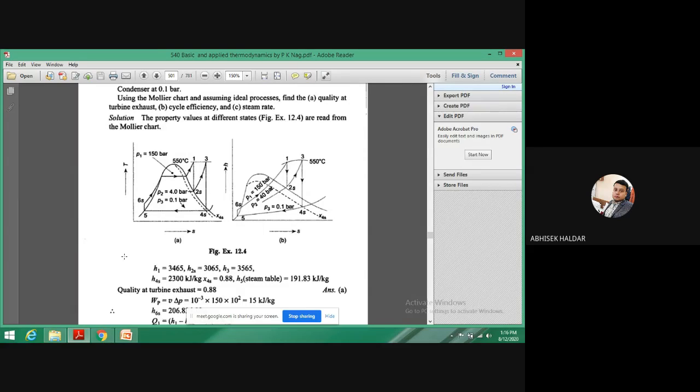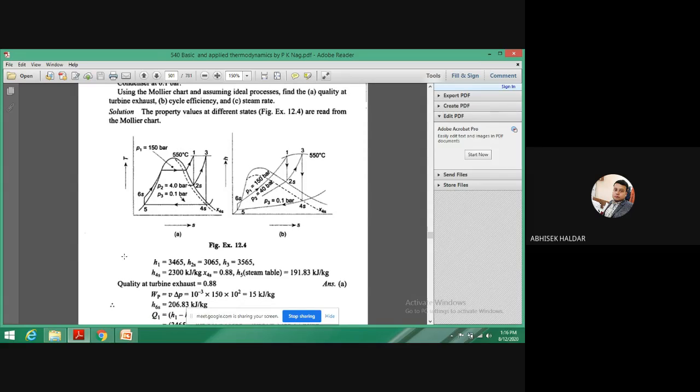But if you know how to find the values in the Mollier diagram and how to solve, I can assure you that you will not open the steam table unless you require it, isn't it? So you see this H1, H2S, all these values they are getting directly from the Mollier diagram, in kilojoules per kg. And X4S they are getting 0.88. That means it is between 0.8 and 0.9, and close to 0.9.